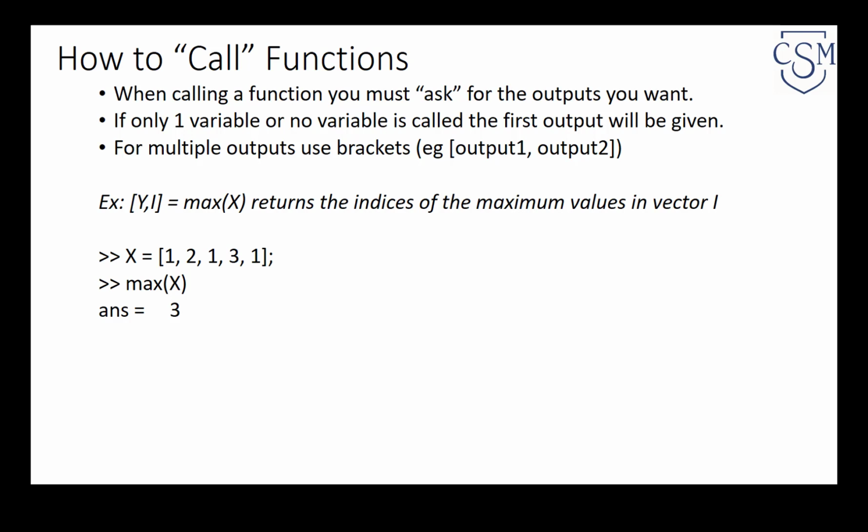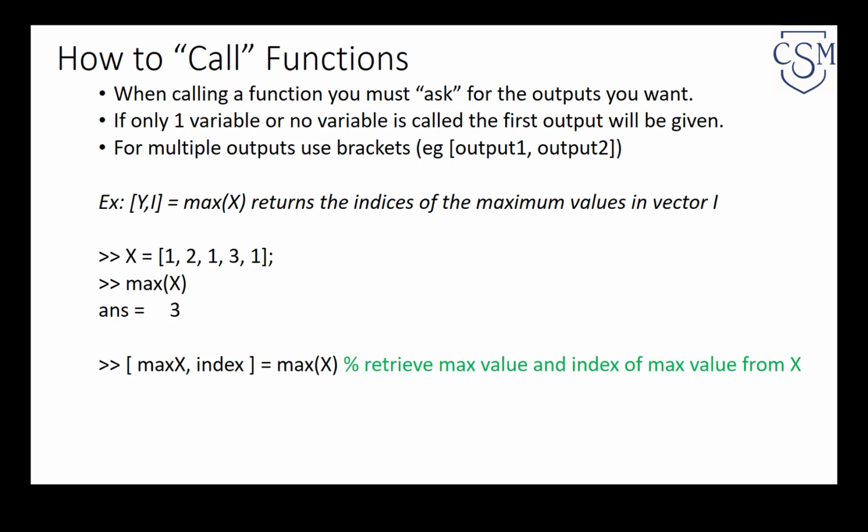So by default, MATLAB just returned 3. It also did not assign it to any variable because no variable was assigned to max, so it just gave it to ans. However, if when you call max of x you assign the output to max x and another variable, index, MATLAB will return the largest value in the array, which is 3, and assign it to our variable called max x. It will also assign the index of that value to our variable called index.